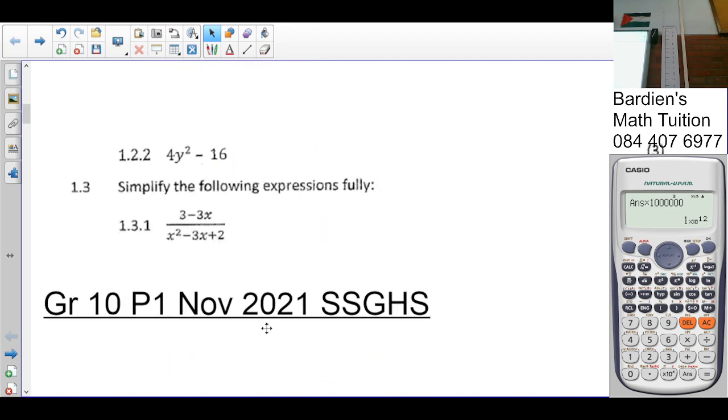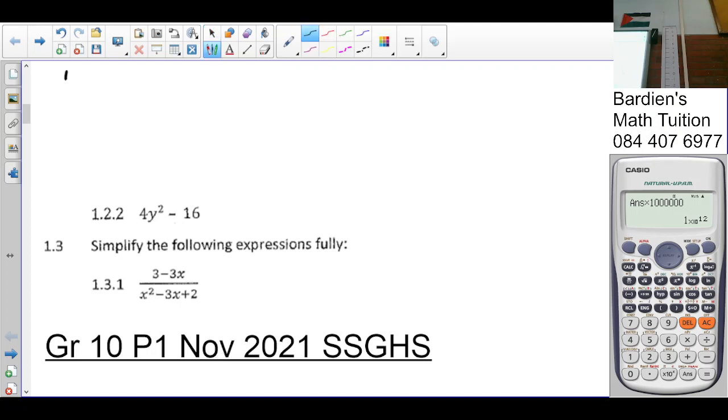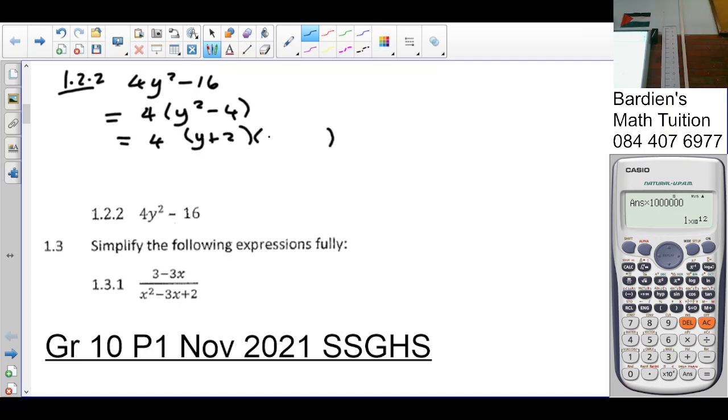The next question is 1.2.2. You've got 4y squared minus 16. So what type of factorization first? Common factor. So it's 4 into y squared minus 4. Now we're going to do difference of two squares. So it's going to be y plus 2, y minus 2. If you had gone straight to the difference of two squares, then you had to take out 2 as a common factor in each bracket thereafter as well. Don't forget that.